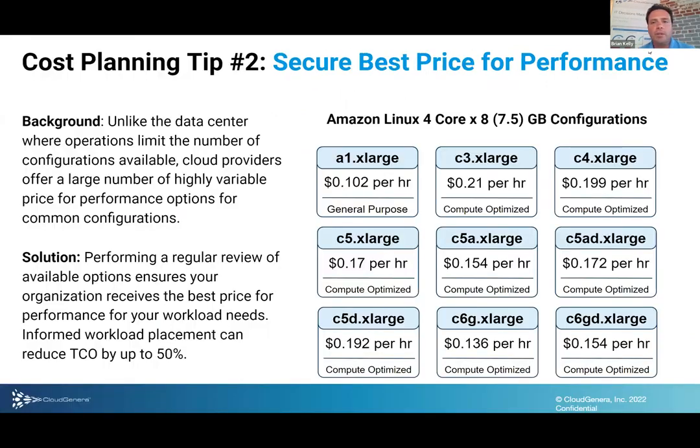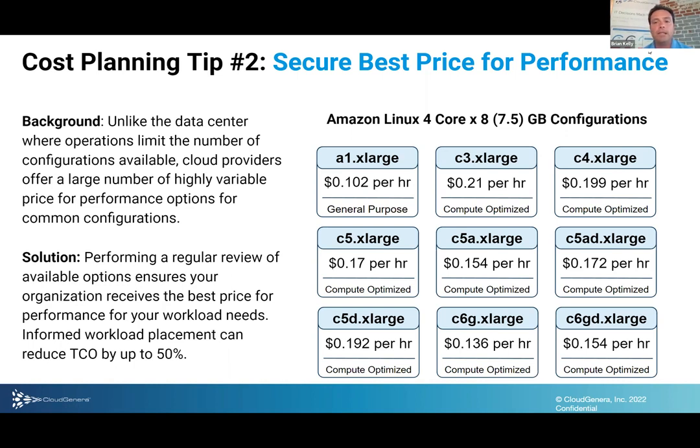The next cost planning tip we'll talk about is securing best price for performance in the cloud. Unlike the data center, where operations limit the number of configurations that are available to the technology consumer, cloud providers offer a large number of highly variable price for performance options for common configurations. Here, what you're seeing on this slide is a subset of the instances available from Amazon that look like a very common data center virtual machine configuration. 4 cores of CPU and roughly 8 gigabytes of RAM.